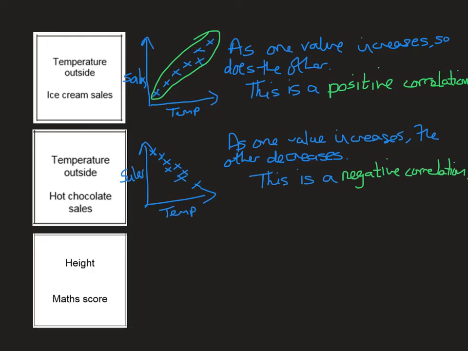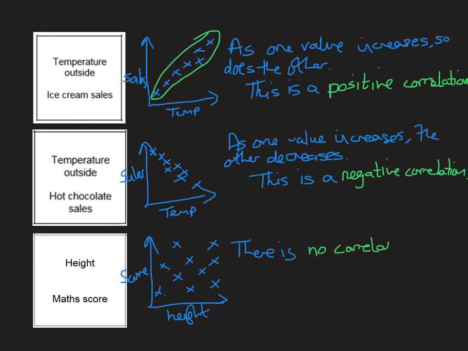And finally, here we've got height and math scores. We said, if we had height here and score here, there might be some tall people who do well, but some tall people who do poorly. There might be some middle height people who do well, but some who do poorly. So I'm expecting it to not really show any sort of pattern. So here, we just say there is no correlation.